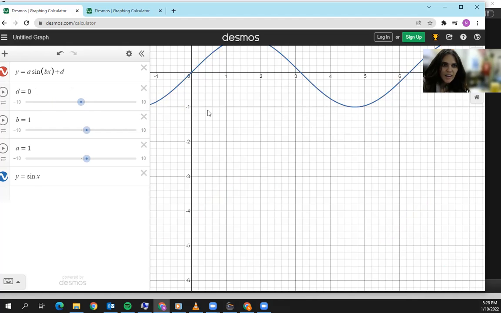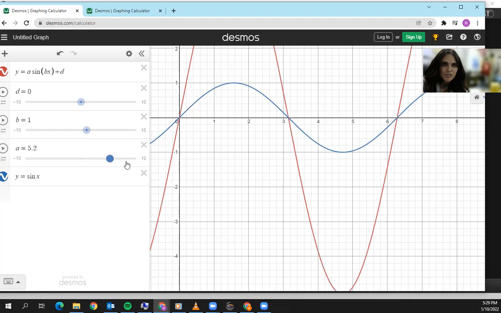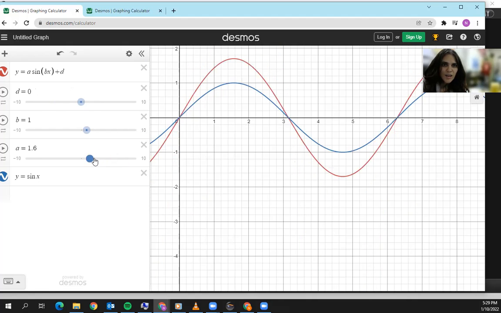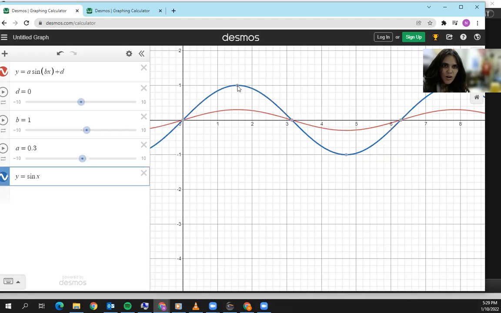Now let's look at a next. What happens if I shift a up? Oh, it's going to stretch. What's going to happen if I make a between 0 and 1, let's say? It's going to lower my amplitude. Remember, my amplitude is that point between the maximum and the midline. Here, my amplitude was 1. Between 1 and 0 is 1. Same thing between negative 1 and 0 is also a difference of 1.